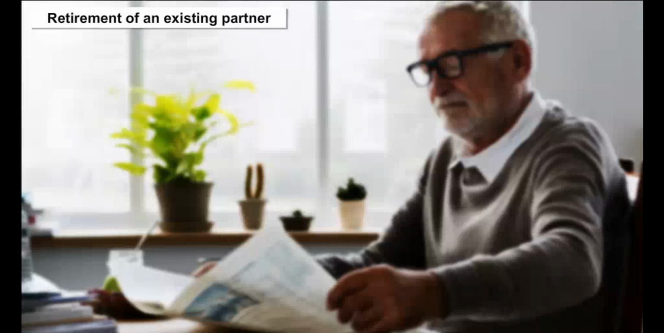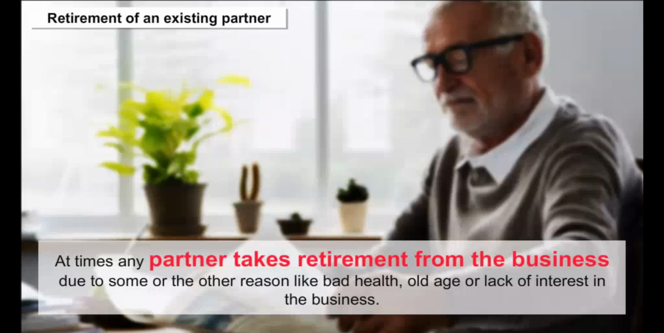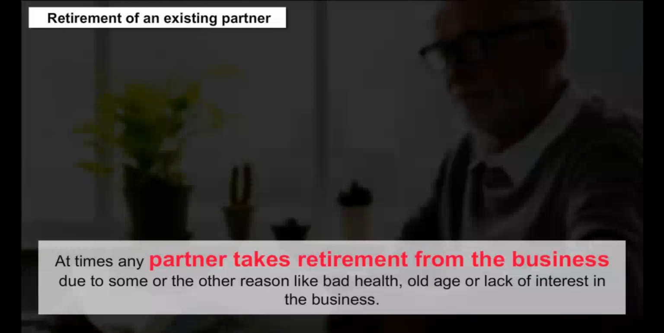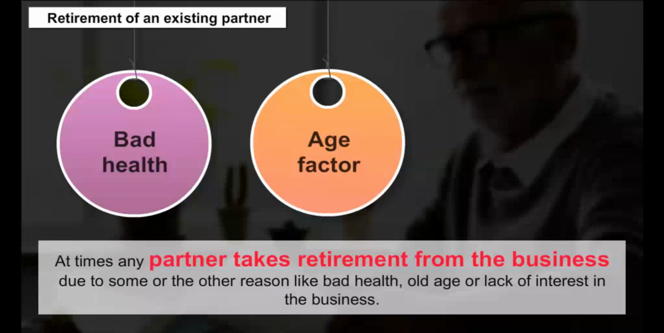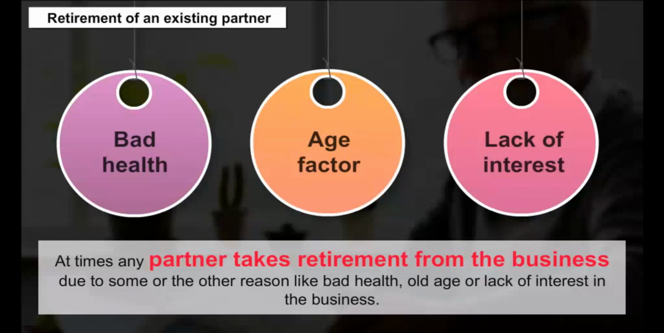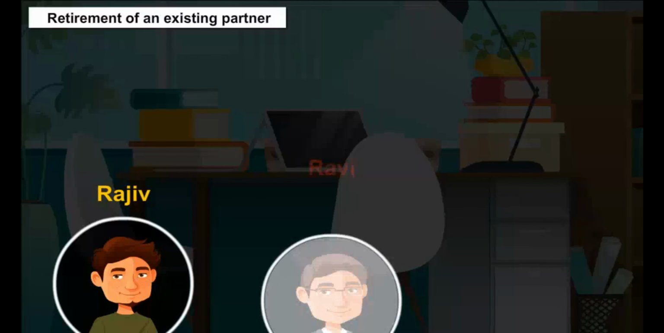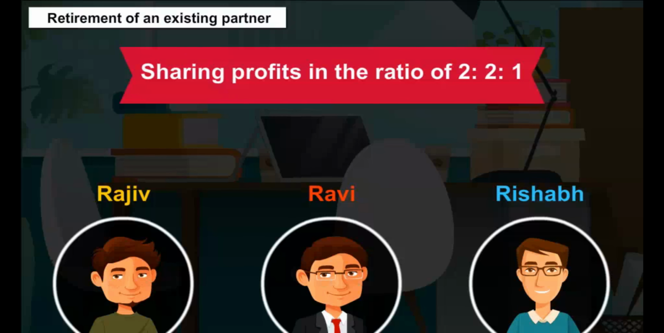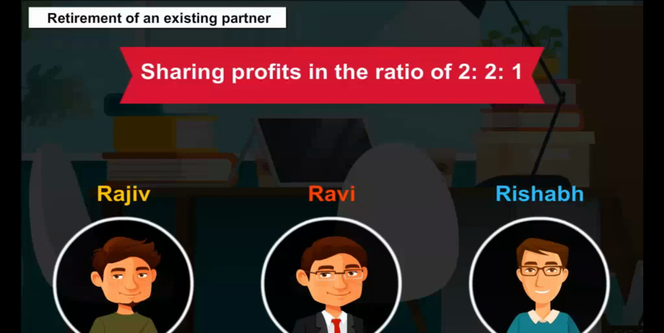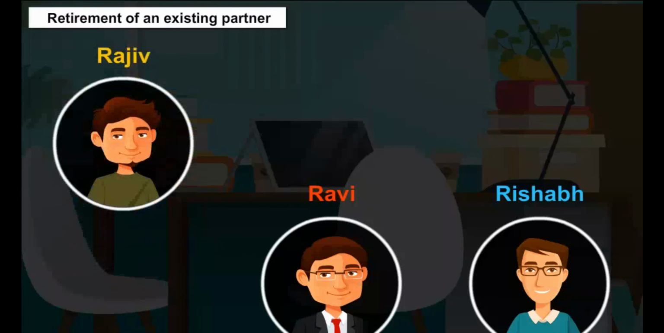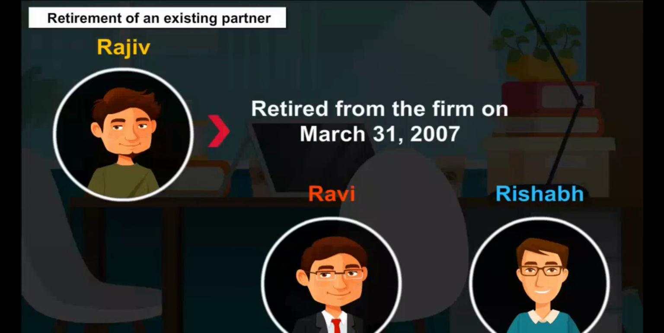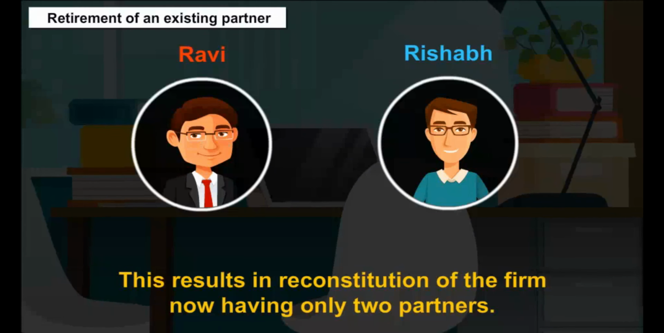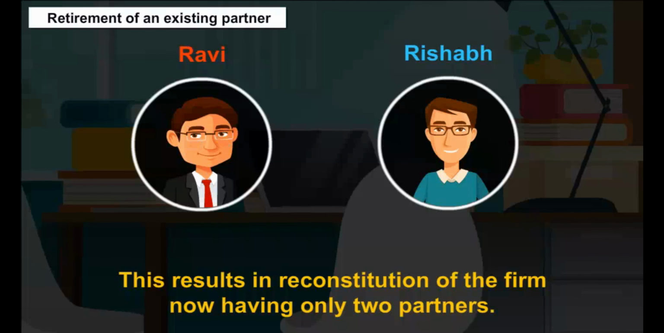Retirement of an existing partner. At times, a partner takes retirement from the business due to some reason like bad health, old age or lack of interest in the business. For example, Rajiv, Ravi and Rishabh are partners in the firm sharing profits in the ratio of 2:2:1. On account of illness, Rajiv retired from the firm on March 31, 2007. This results in reconstitution of the firm now having only 2 partners.